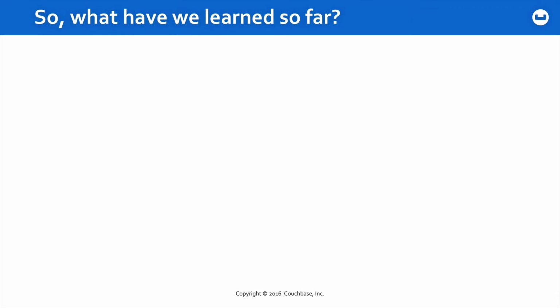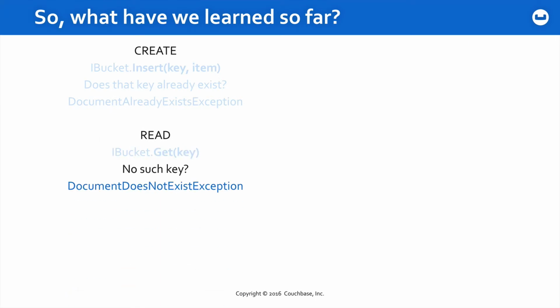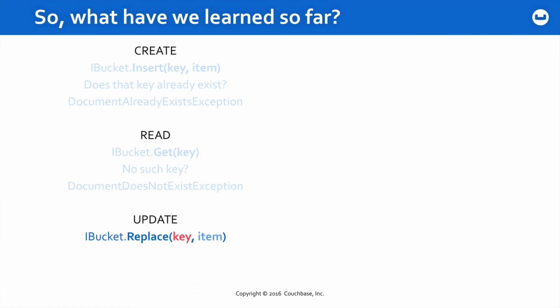So let's summarize what we've looked at so far, because there's maybe a little lurking issue in here you haven't thought about yet. We create documents by inserting a key and an item. Does that key already exist? Well, we get an already exists exception. So if we do a read, well, I get a key. If the key isn't there, I get a does not exist exception. Update. Well, if I want to update, then I do a replace, pass in the key and item, and if the key isn't there, again, a document does not exist exception.